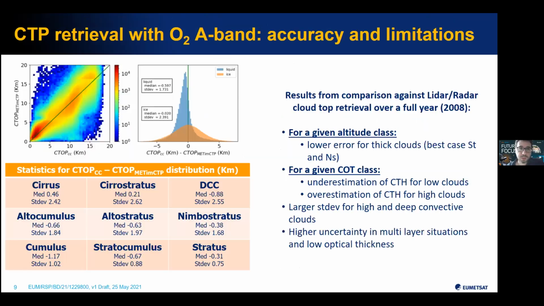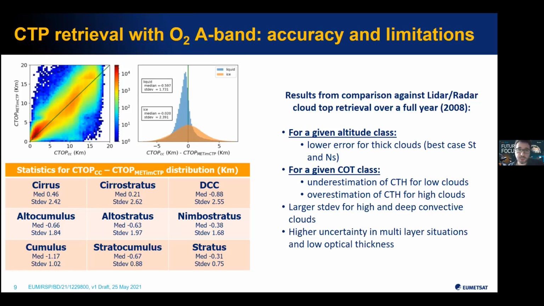And as a last point, this is an evaluation against CloudSat and Calipso observations over a full year, 2008. At the bottom, I'm not going through the whole table, but it basically shows different cloud heights, cloud types, and different capabilities of the retrieval. And what we see is that, given a certain altitude class, generally the algorithm tends to perform better for thick clouds, and we see stratus and nimbostratus tend to have the lower error.